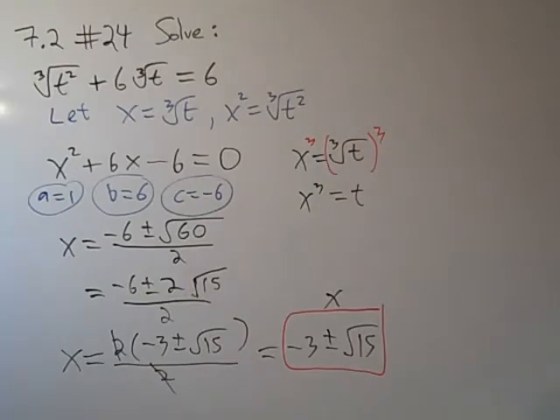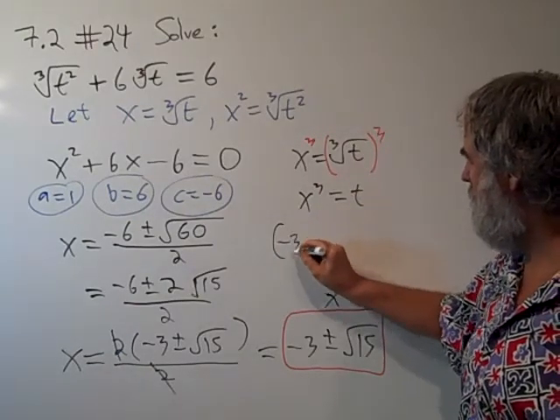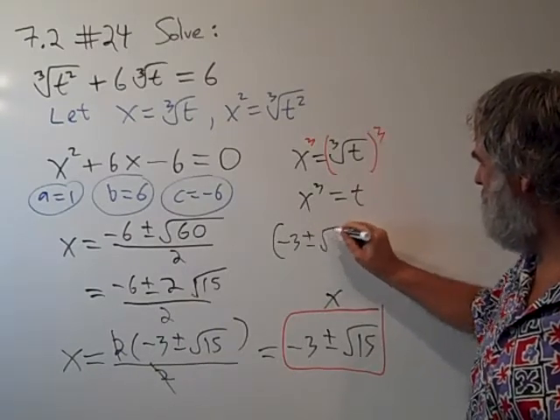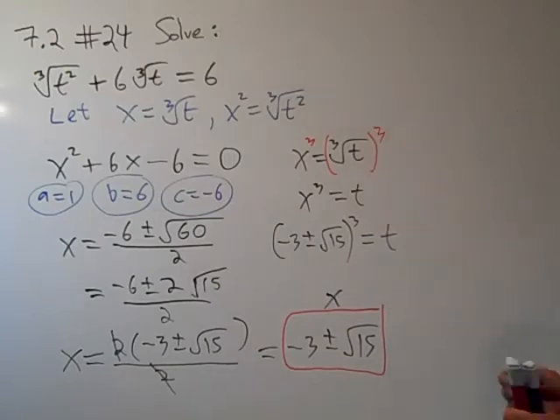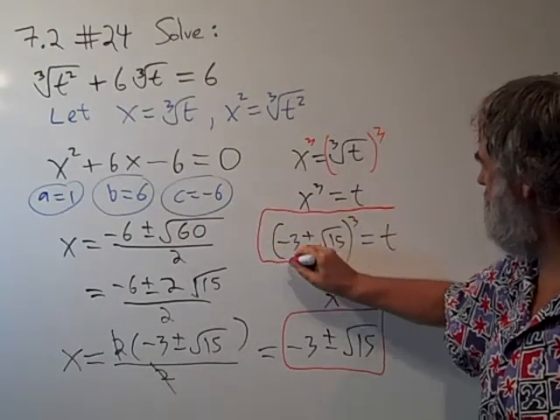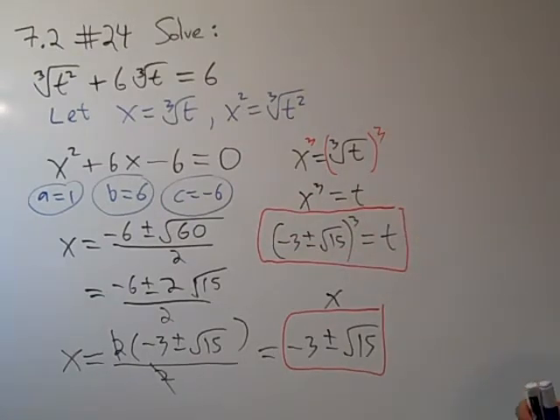So we need to cube x. So negative 3 plus or minus the square root of 15, cubed, is equal to t. And we'll leave it like that. We've solved for the 2 solutions of t here.